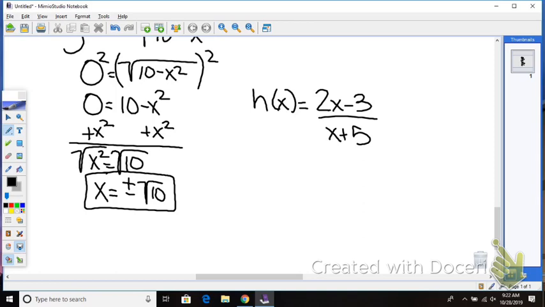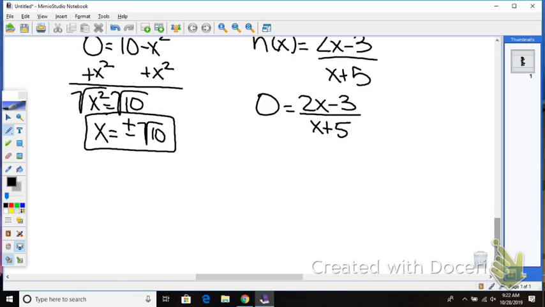Okay, if I want to find the 0, what am I going to make 0? H of x, our y value. So I have 2x minus 3 over x plus 5. We're going to take all of this and cross multiply it up. And what's going to happen when I take x plus 5 and multiply it by 0? It's just going to be 0. That's lovely. So I just am left with 0 equals 2x minus 3.